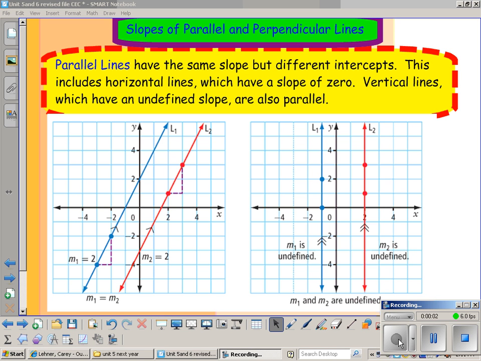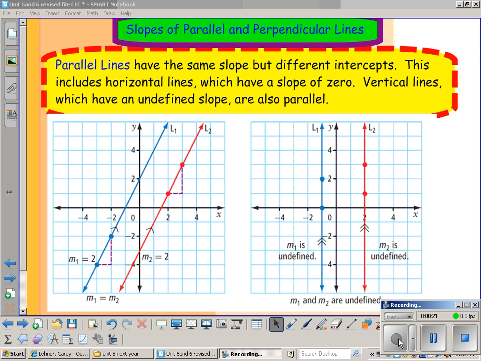We are going to look at slopes of parallel and perpendicular lines. Parallel lines will have the same slope, but different intercepts. This includes horizontal lines, which have a slope of 0. Vertical lines, which have an undefined slope, are also parallel.